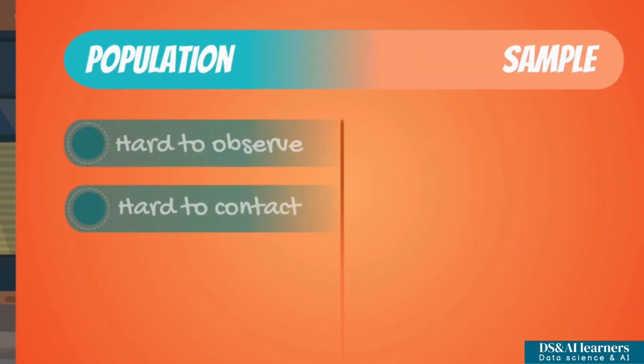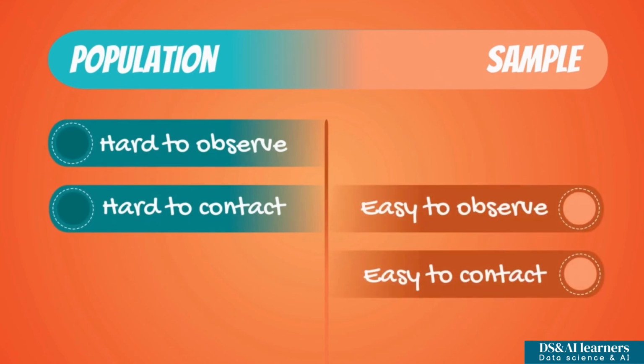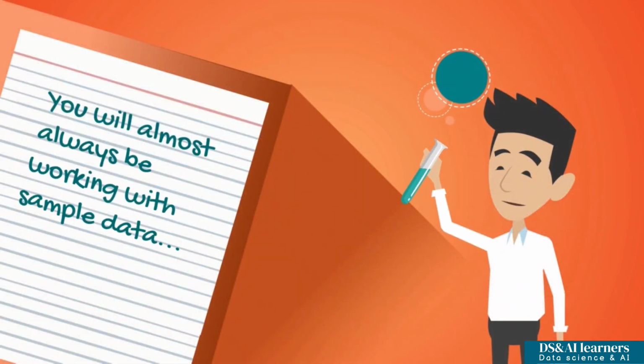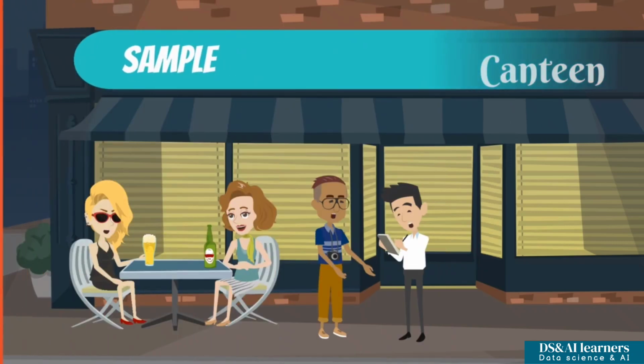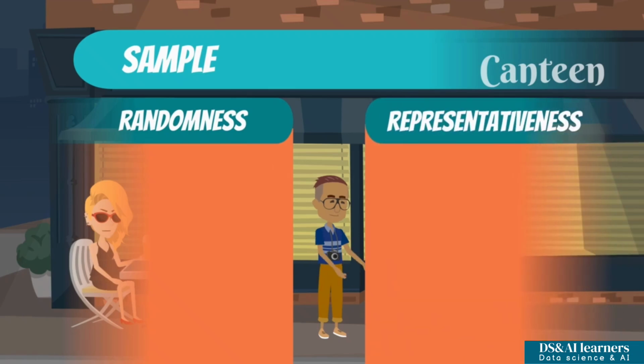Good job! Populations are hard to observe and contact. That's why statistical tests are designed to work with incomplete data. You will almost always be working with sample data and make data-driven decisions and inferences based on it. All right. Since statistical tests are usually based on sample data, samples are key to accurate statistical insights. They have two defining characteristics, randomness and representativeness. A sample must be both random and representative for an insight to be precise.